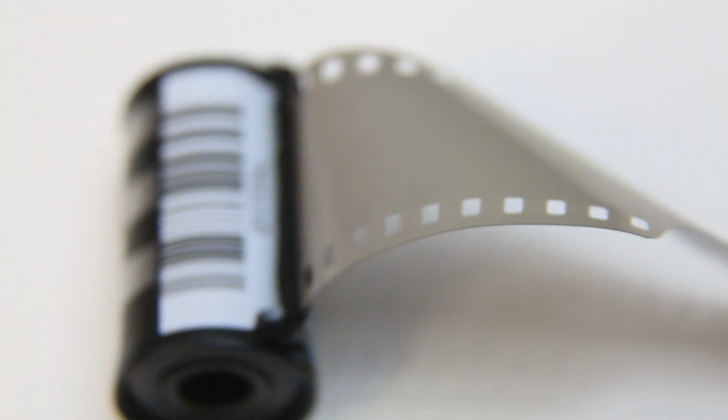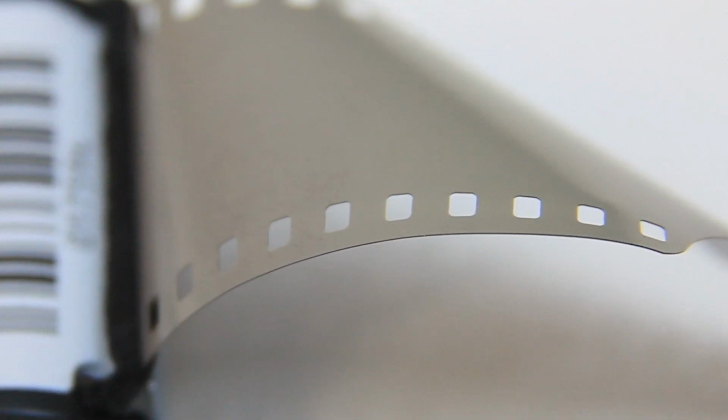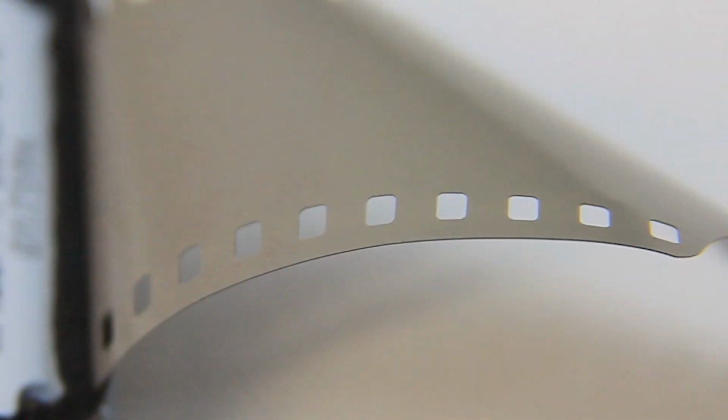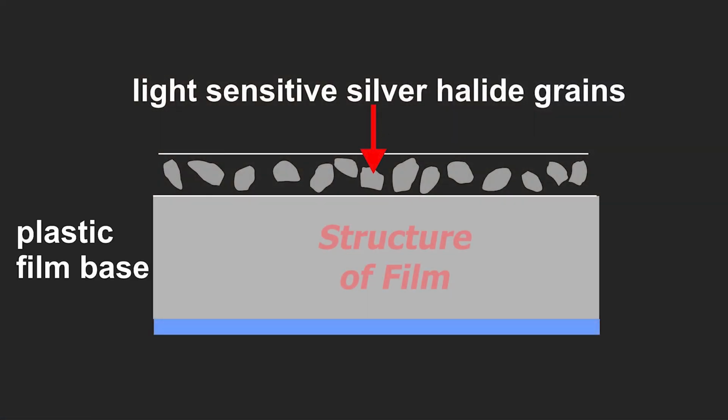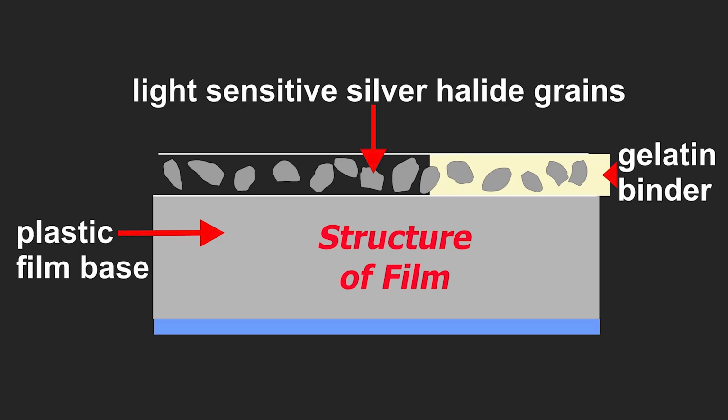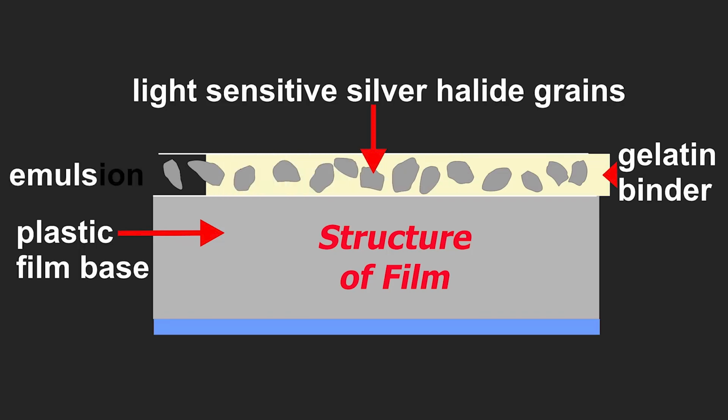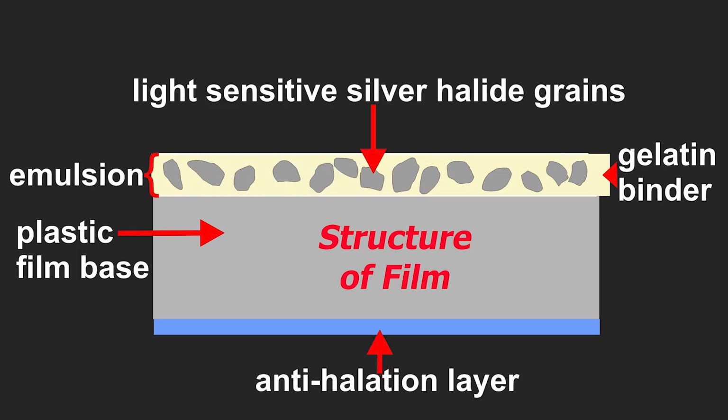Black and white film is made up of three layers: a light-sensitive emulsion layer, a plastic strip to support the emulsion, and an anti-halation layer designed to capture light that has come through the emulsion and plastic and prevent it from bouncing back.